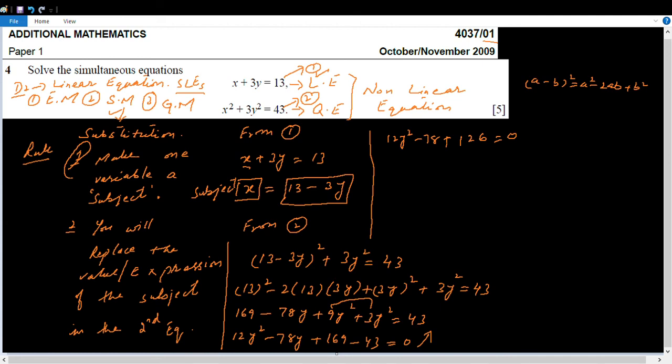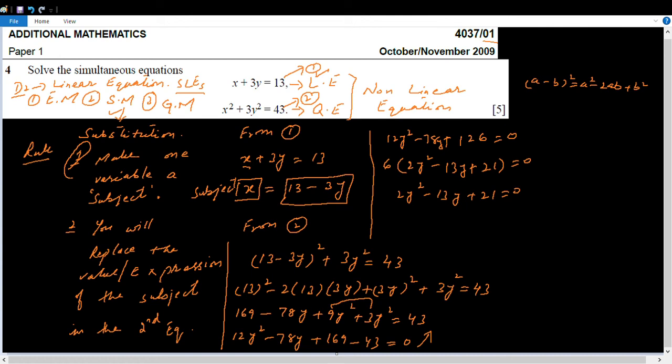When you take 6 common, it becomes 2y² − 13y + 21, because 6 times 13 is 78, and 6 times 21 is 126. When 6 goes to the other side, it is equal to 0.